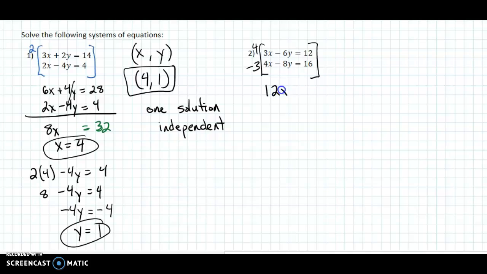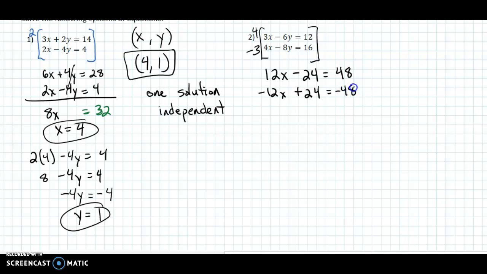So this gives me 12x minus 24 is equal to 48, and then negative 12x plus 24 is equal to negative 48. This is an interesting thing that happens here, because if I add these together, I get 0 plus 0 is equal to 0. So I get 0 is equal to 0. Okay, so what does that mean? Well, that means there are an infinite number of solutions.